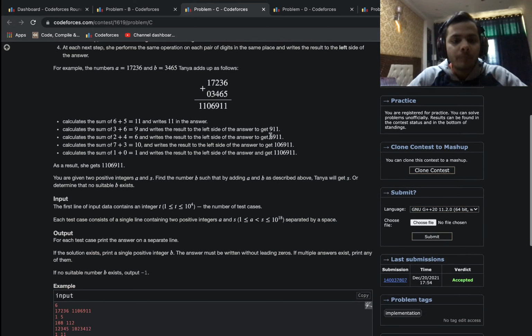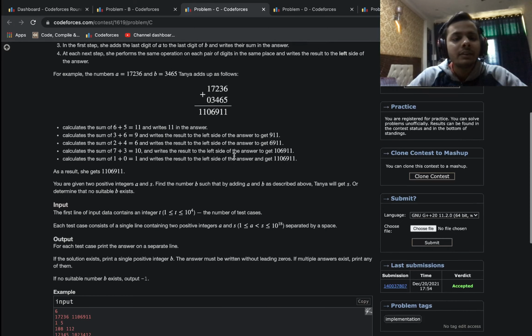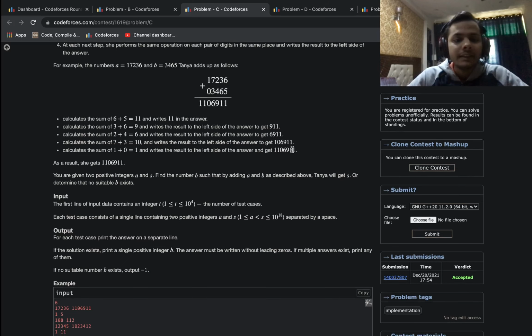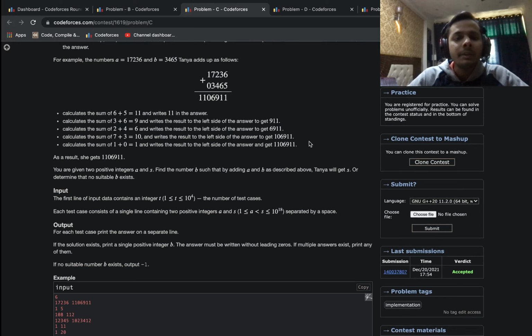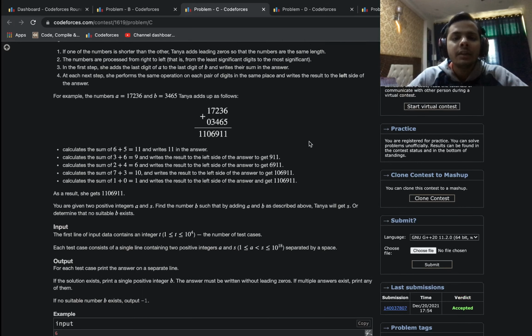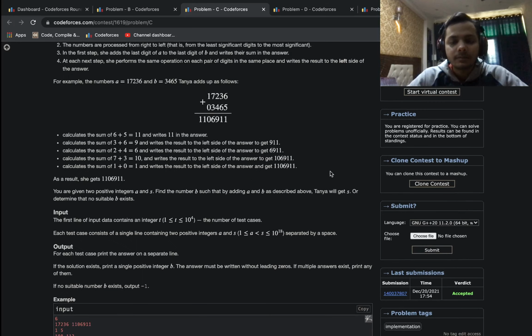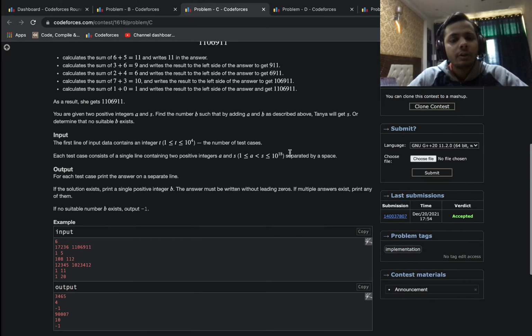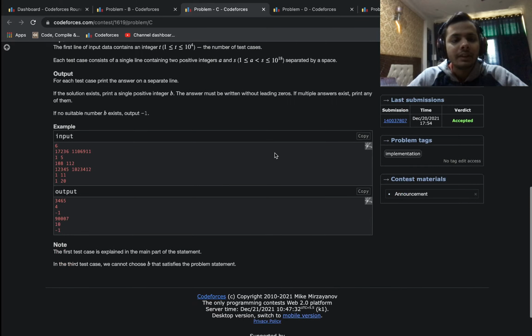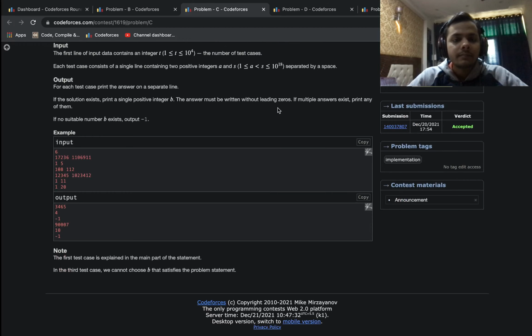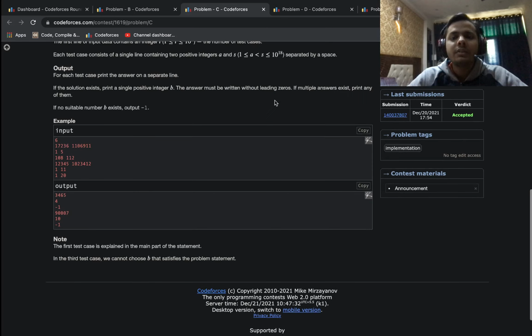So in the input, we have been provided with two positive integers A and S, where S is the result and A is the first number, and we have to find out the second number. So we have to find a B such that if we add A and B using the algorithm that Tanya is using, then we get S as a result. Okay, so yeah, this is the problem. I hope it is clear enough. Right, so let's see how we can solve this problem.